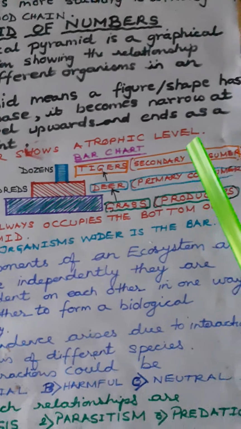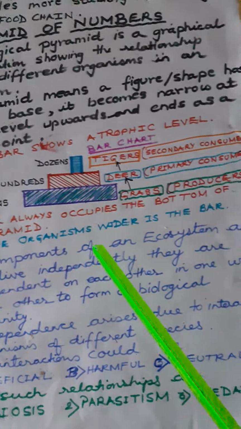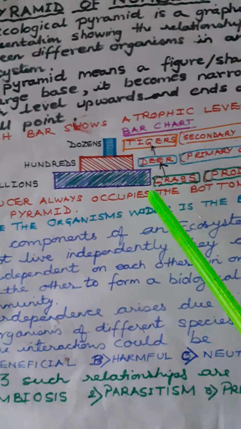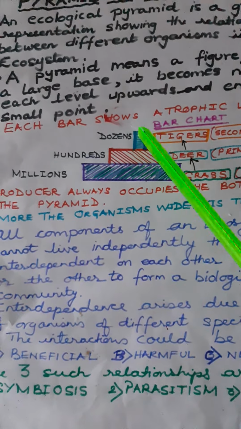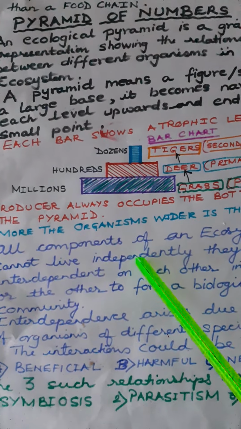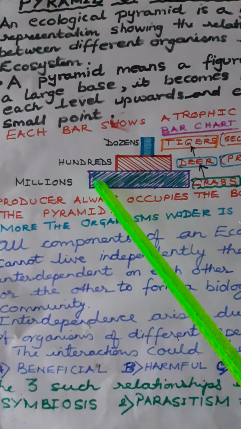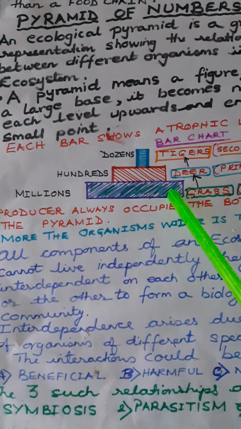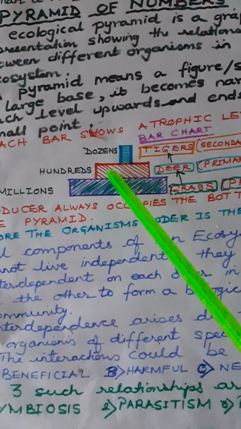So a pyramid, what is it? A figure or a shape that has a large base. Now look at this. It becomes narrow as it moves up, narrower and narrower, and the topmost one is the narrowest point. Each level, this rectangular thing, is called a bar. Each bar shows a trophic level.